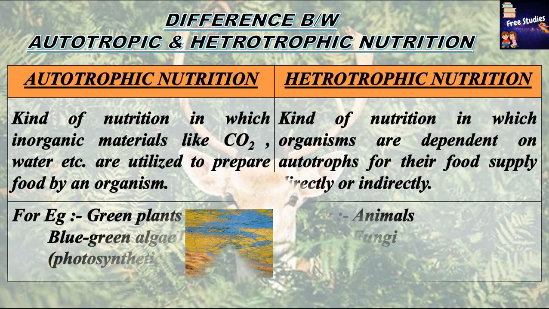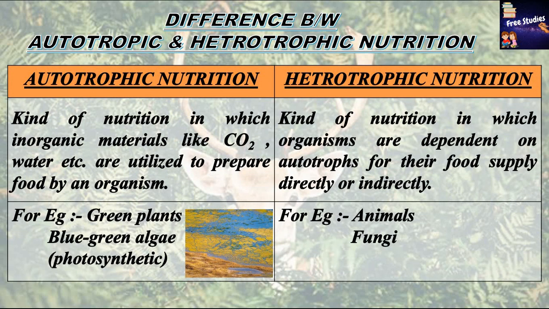Autotrophic nutrition is a kind of nutrition in which inorganic materials like CO2, water, etc. are utilized to prepare food by an organism, whereas heterotrophic nutrition is a kind of nutrition in which organisms are dependent on the autotrophs for their food supply directly or indirectly. Autotrophs are able to prepare their food on their own, so that is why we call it self-nourishment, and heterotrophs are dependent on the autotrophs for their food, that is why we name it other nourishment. The examples of autotrophic nutrition are green plants, blue-green algae, photosynthetic bacteria. The examples of heterotrophic nutrition are animals, fungi and all the multicellular organisms.